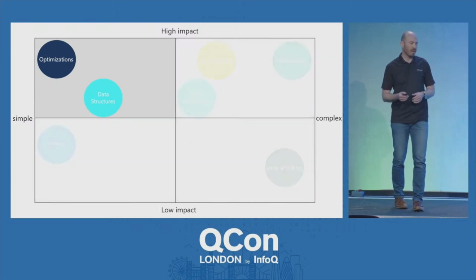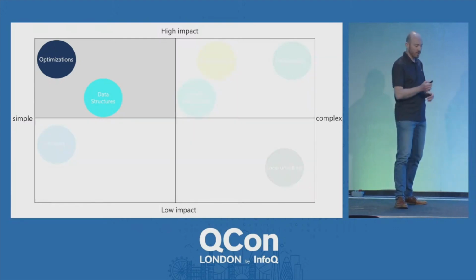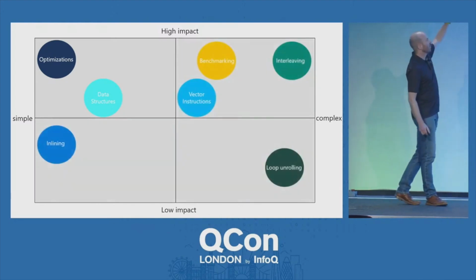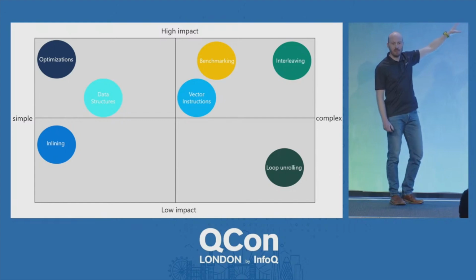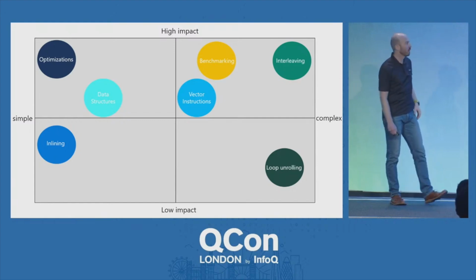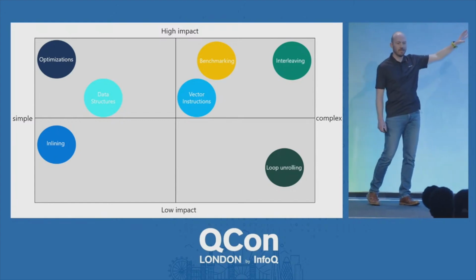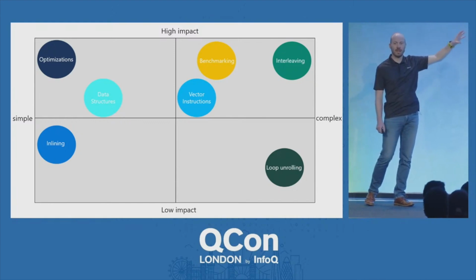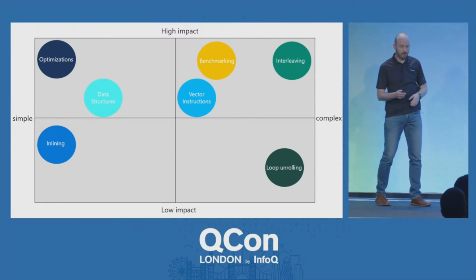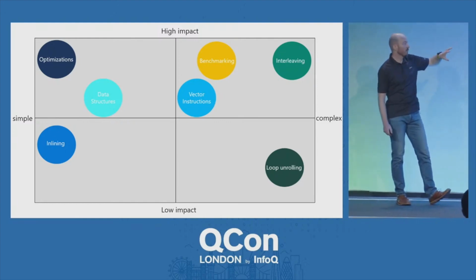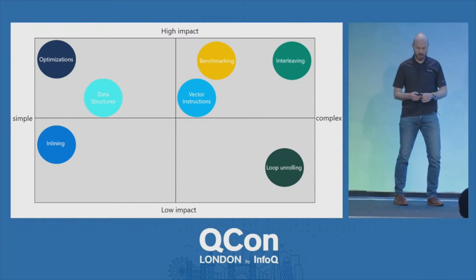So what do we have here? We've got a graph where on the left, we've got techniques that are really simple to implement. They don't take much time. They're relatively simple. On the right, it goes to complex techniques, things which are hard to implement, things which take time. They're bad for maintainability. On the y-axis, we're going from low-impact techniques at the bottom to high-impact techniques at the top, things that have a really big impact on your performance.